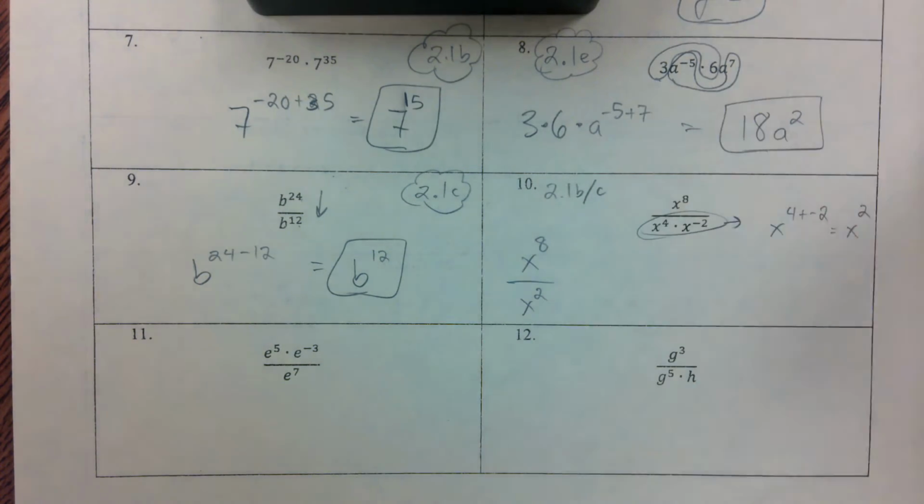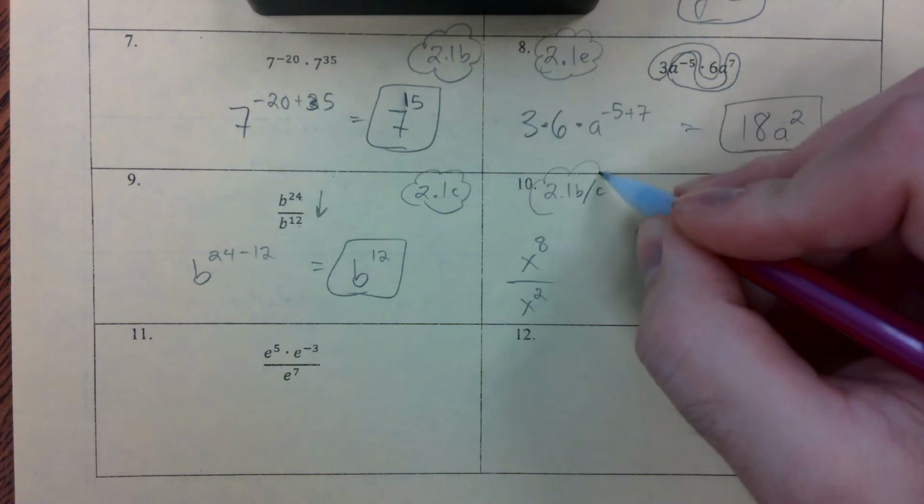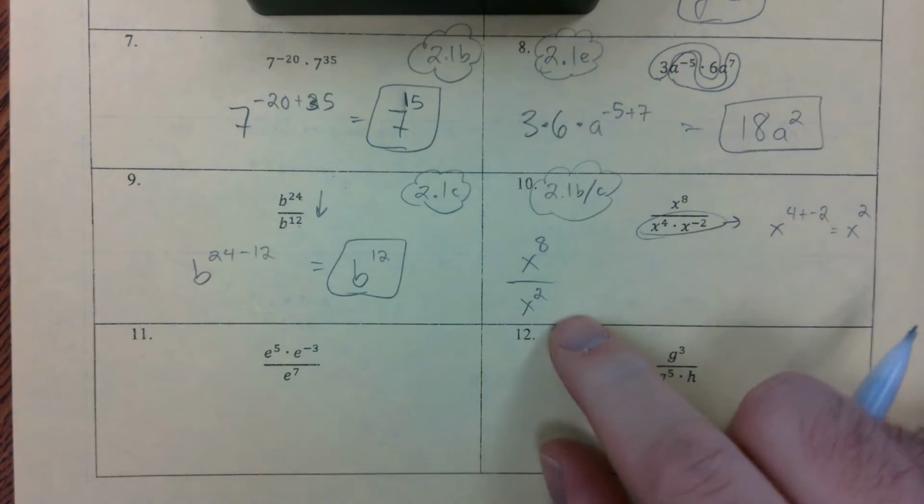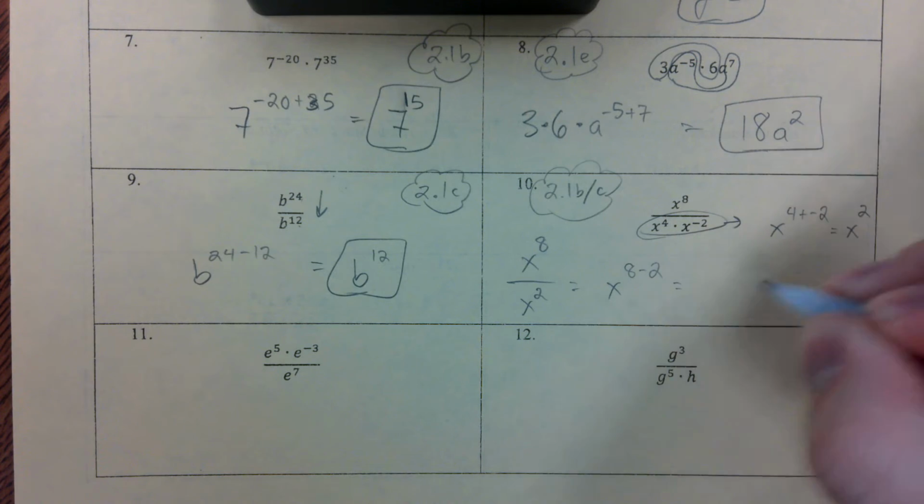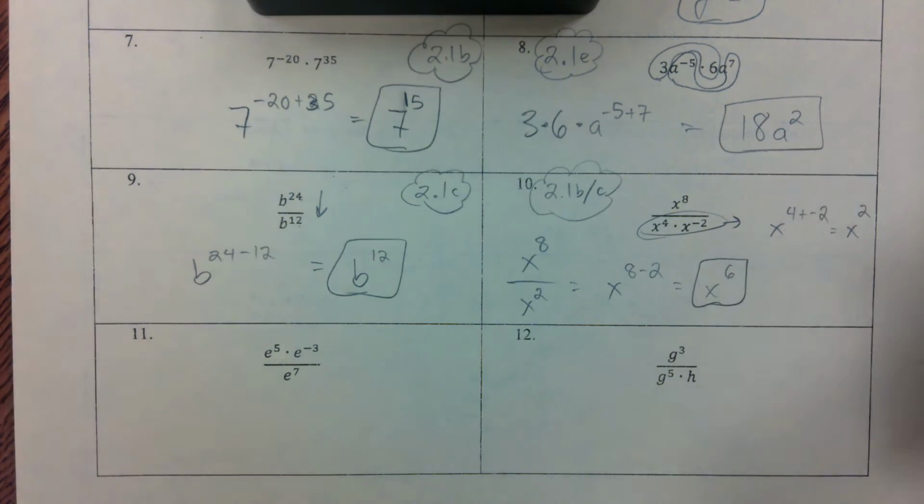2.1b slash c. We got our product rule done. Now we have to do our quotient rule. X to the 8 minus 2, which is x to the 6th. Questions so far? First 10. Beautiful. If you do have a question, feel free to interrupt me.